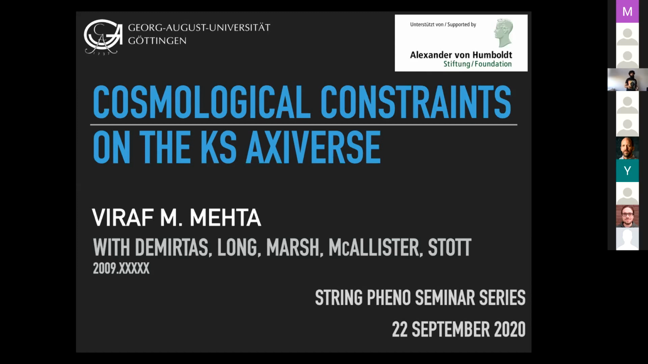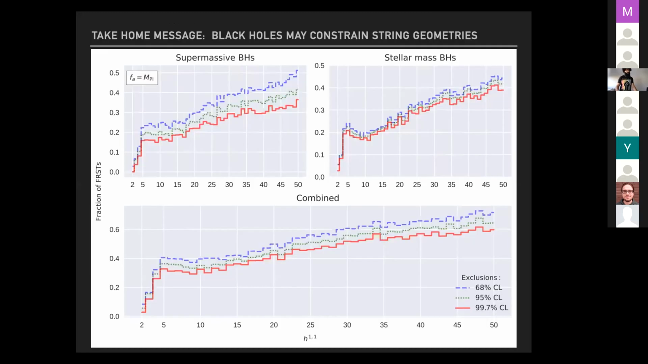I'll first start with the take-home message. It would seem that using the phenomenon of black hole superradiance, we're actually able to put some constraints on the underlying string geometries. So during the course of my talk, I'll present the rest of the ingredients and then the recipe that we followed in order to generate this plot.